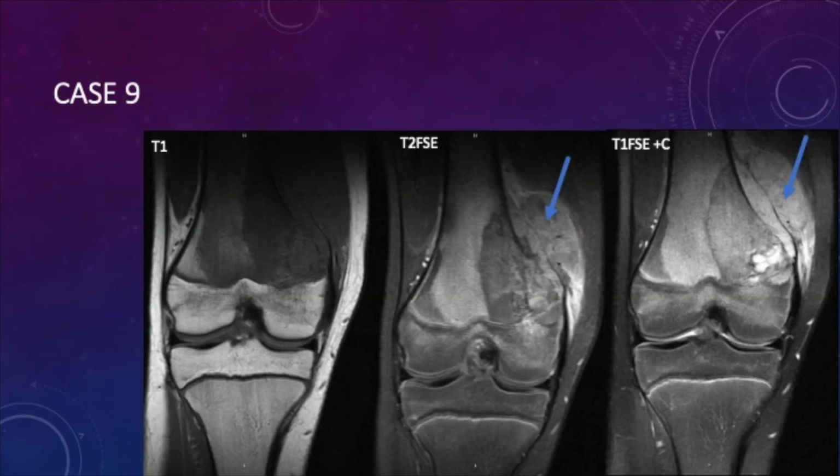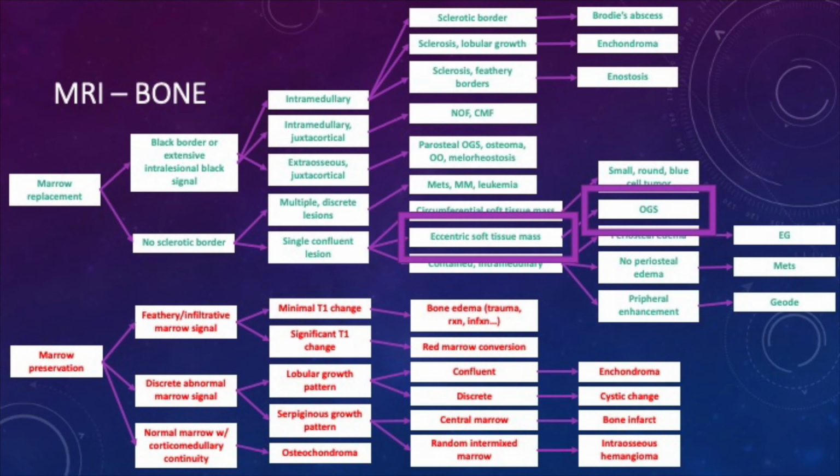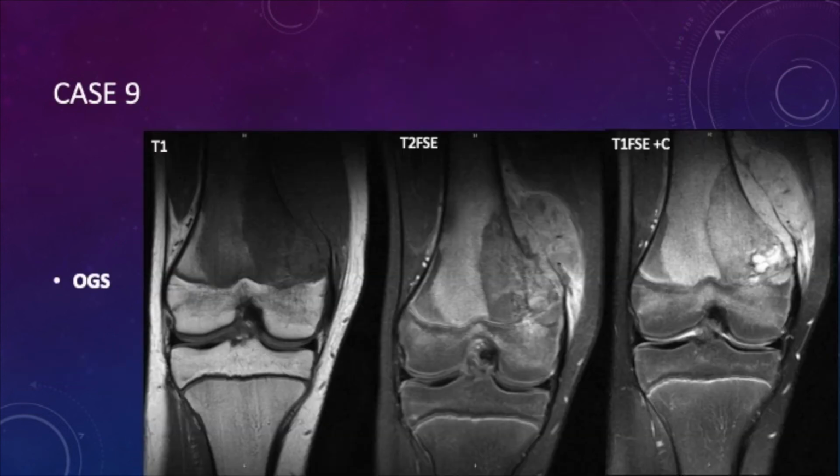As we look here, we can see the soft tissue mass component that the blue arrows are pointing to. It's very obvious on the T2 and the contrast image, maybe not so obvious on the T1, but it's definitely there. And you can see it's eccentric. We don't see much of a soft tissue mass on the lateral portion here. And if we had an axial cut, we would confirm that as well. So here we have an eccentric soft tissue mass, a single confluent lesion with no sclerotic border and replacement of the bone marrow. We have an osteogenic sarcoma. And indeed, that's what this was, an osteoblastic osteosarcoma in a teenage child.